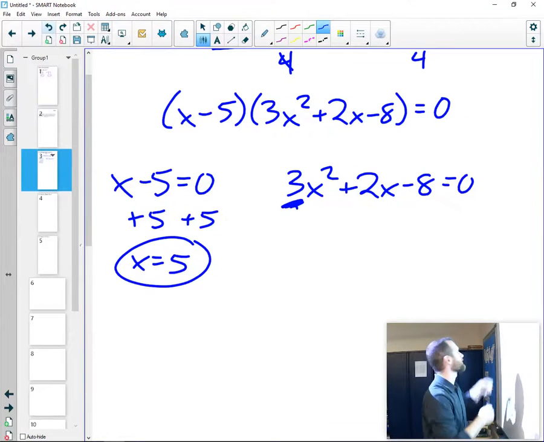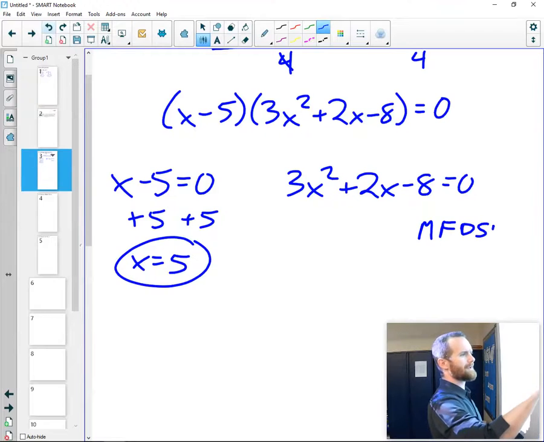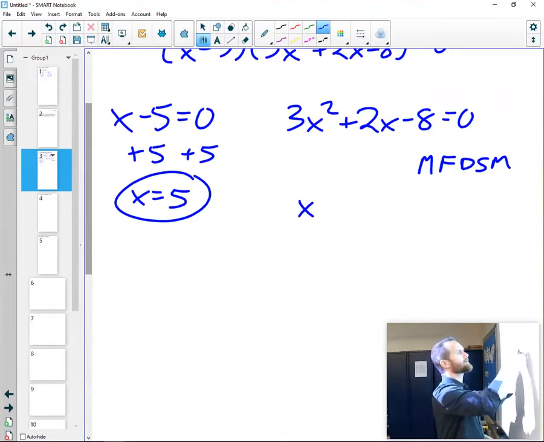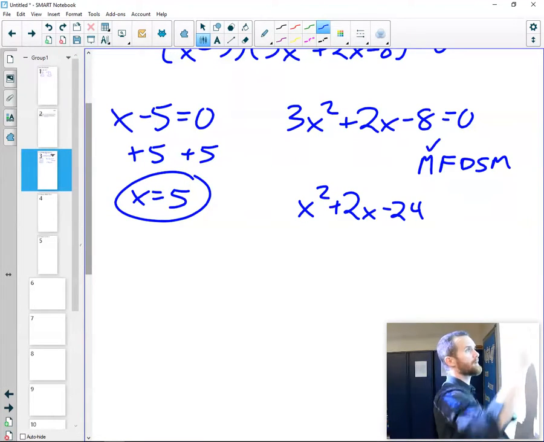We see a lead coefficient of 3, which means we need the stupid sentence: Most frogs don't say much. I'm going to scroll down a little bit. 3 times 8 becomes x² + 2x - 24. So our multiplication step is done. Then we have to factor this new trinomial.